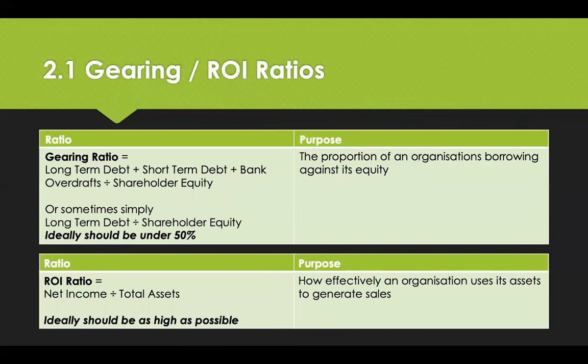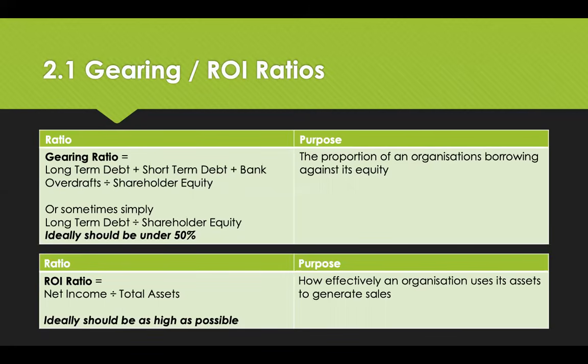And finally, gearing and return on investment ratios. Now, gearing is the proportion of an organisation's long-term borrowing against its equity. And it's calculated by dividing your long-term debt by your shareholder equity. And high gearing means a lot of long-term debt, which may present a risk, especially when interest rates are rising.